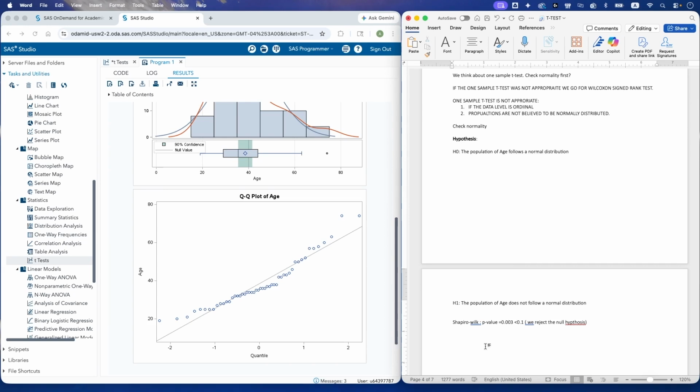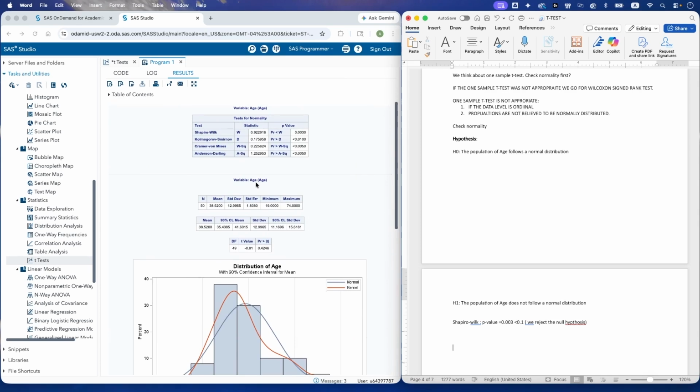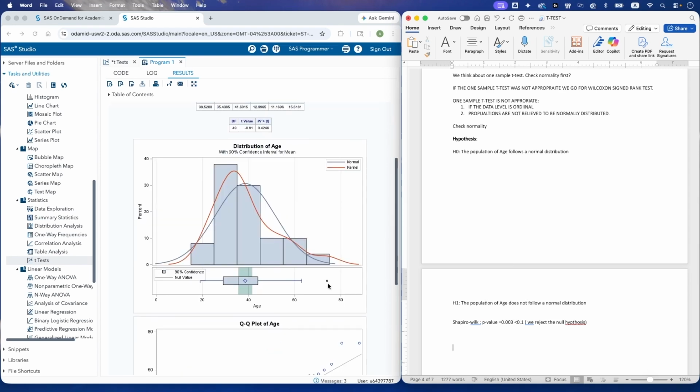So that means we're going to go for the Wilcoxon signed rank test. Then now we can read the table. This is the sample data. We have 50. The mean of the age is 38.5. The standard deviation is 12 years. The minimum age was 19. The maximum age was 74. Look at the outlier, 74. The outlier sometimes changes the whole story.